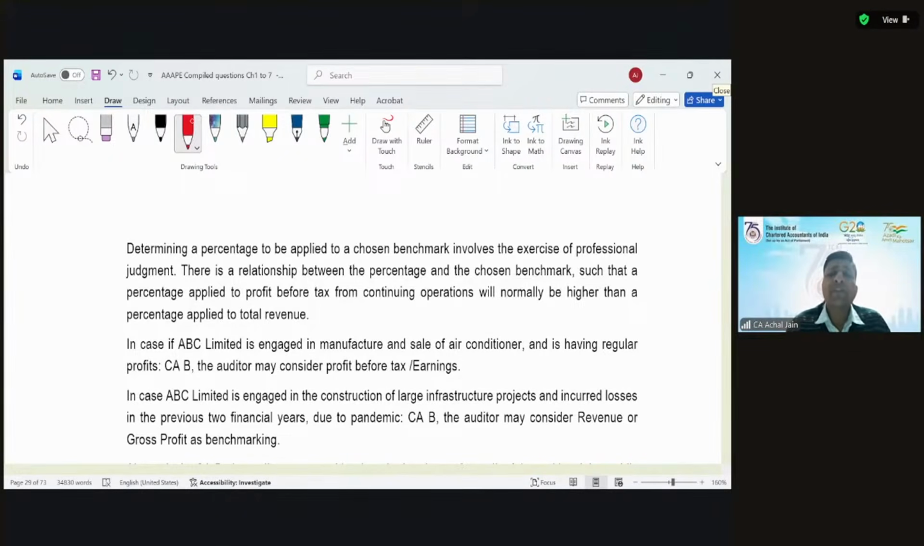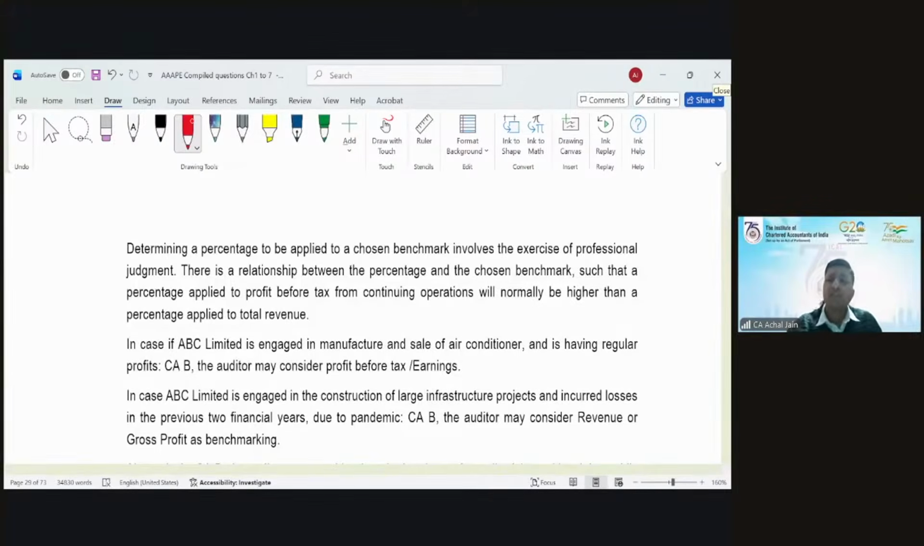So there's a relationship between the percentage and the chosen benchmark, such that a percentage applied to profit before tax from continuing operations will normally be higher than a percentage applied to total revenue. Of course, why? Because in any organization, the revenue amount will be a significantly higher number as compared to the profit amount. Yes or no? Yeah.